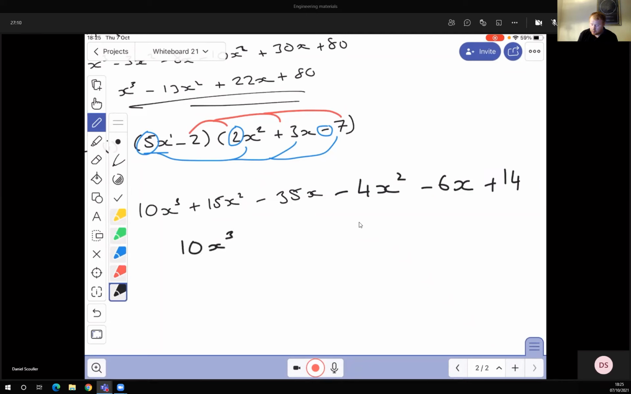10x cubed, tidying that up, 15x squared minus 4x squared plus 11x squared. Minus 35x minus 6x. Both negative, so be careful which direction you're going. Minus 35, and we're taking away another 6, so we end up with minus 41x. And we're left with plus 14. There's no other single numbers. So that's really as complicated as we push the breaking up brackets.